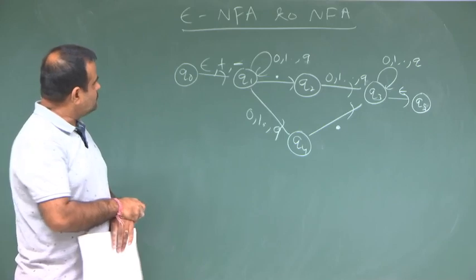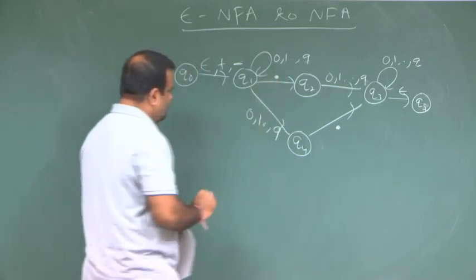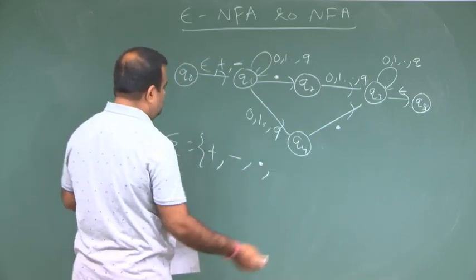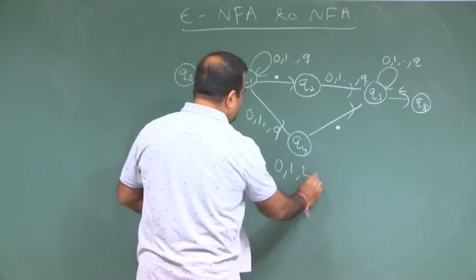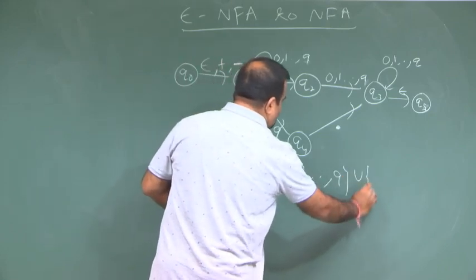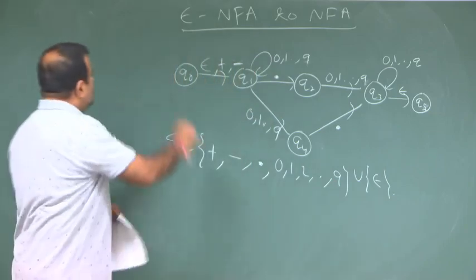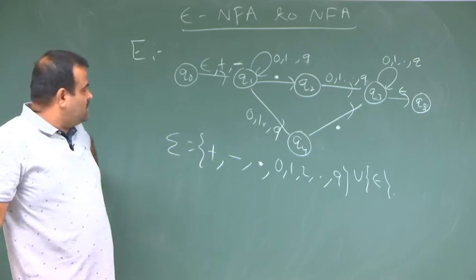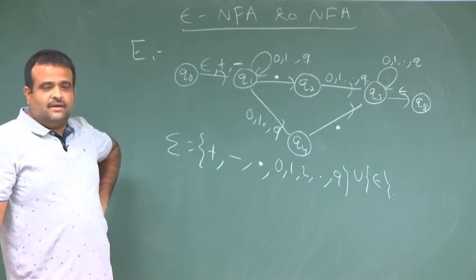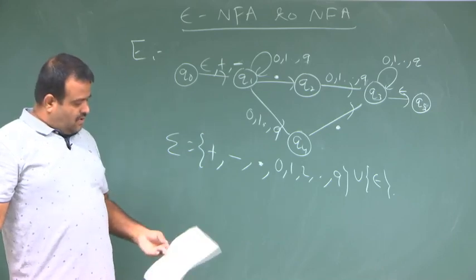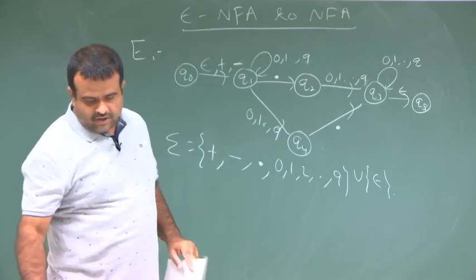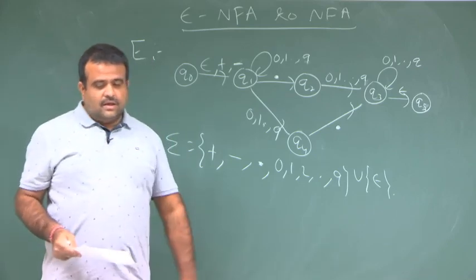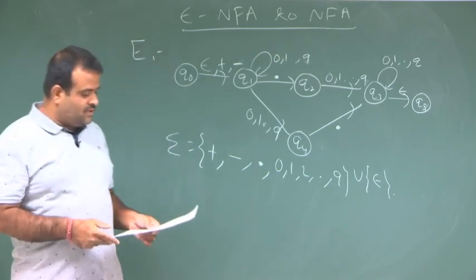Okay. So, our sigma is plus, minus, dot, also epsilon is there, 0, 1, 2 up to 9 along with the epsilon move. So, this is our epsilon NFA, and we have seen some strings accepted by this epsilon NFA, like 5.6. We have constructed those. So, now we want to see how we can construct an NFA from this epsilon NFA.